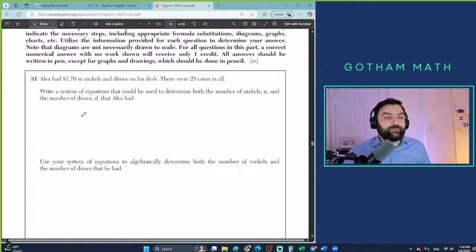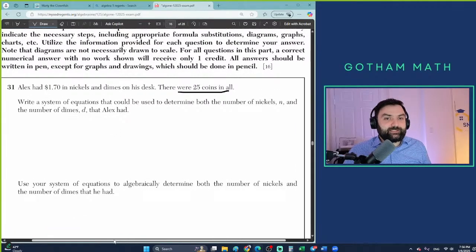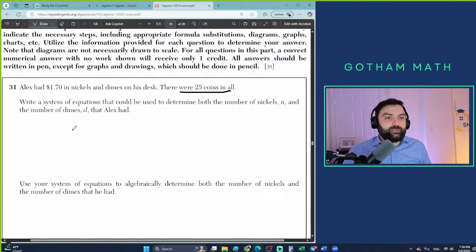Let's do it. The first equation that we create is about how many coins there are. It says 25 coins, right? And that's exactly what we're going to do. We're going to say n for nickels plus d for dimes equals 25. The amount of nickels and amount of dimes equals 25.